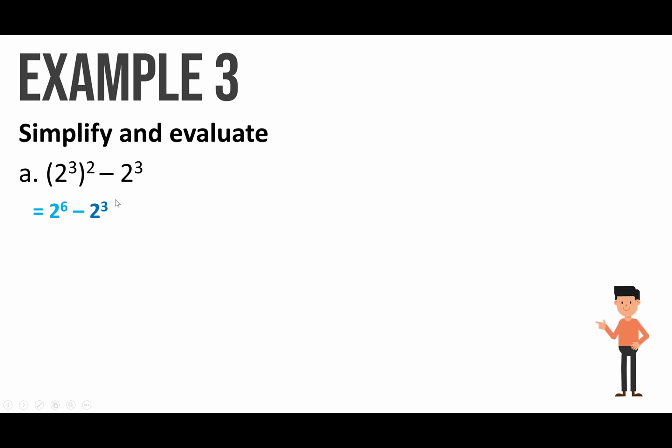You guys have to actually multiply it out and then you're going to subtract. 2 times 2 times 2 times 2 times 2 times 2, 6 times, that's going to give you 64. And then 2 times 2 times 2, that's going to give you 8. 64 minus 8 will give you 56 as your answer.